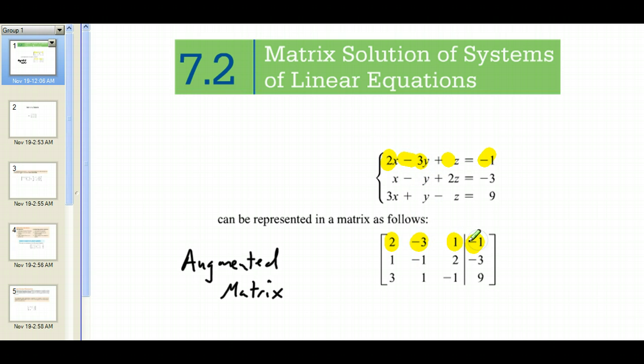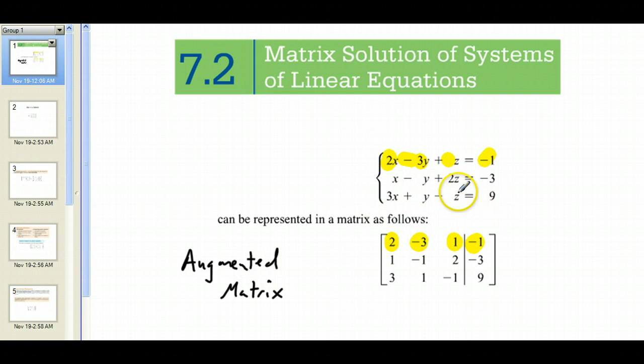1, negative 1, okay? So that's what we're doing. We're leaving the y, we're leaving the x, we're leaving the z. We're not worried about the variables. We're just worried about the coefficients and the constants when we're making this. The left side is the coefficient matrix, meaning it's the coefficients of the variable terms. And then this right side, on the other side of this vertical line segment here, we have the solutions or the constants. Alright, so this is what an augmented matrix looks like.